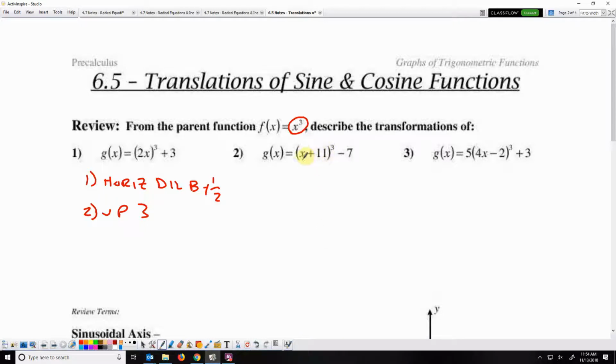Here again, there's something inside the function. We're adding 11, so that's a horizontal translation. And it's going to go opposite the sign, so this will move left 11. And then outside the function, it's going to move down 7. Inside is opposite the sign, outside is following the sign.